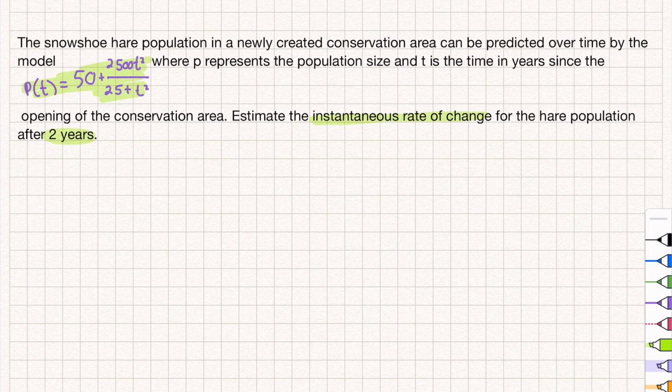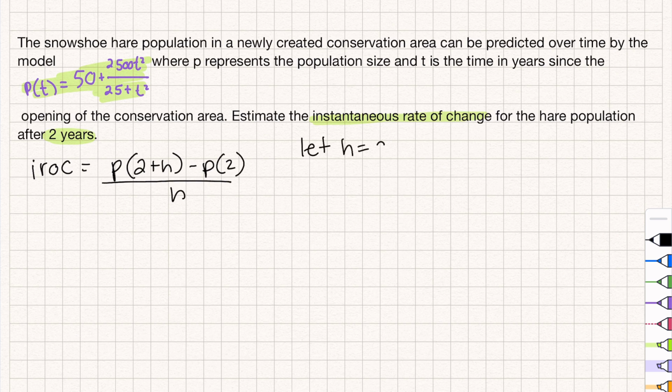So how would we solve this question? When we're finding the instantaneous rate of change, we're going to be finding P(2 + h) minus P(2) all over h. For this one, let's say h equals 0.01. Still a small interval, but not as small as 0.001. First we're going to find P(2.01) and we're going to find P(2). I'll give you a minute to find those.